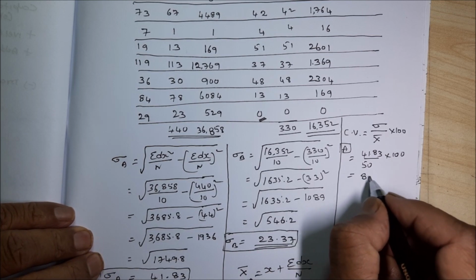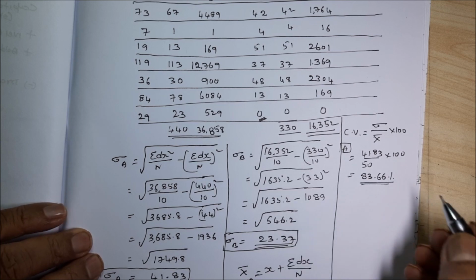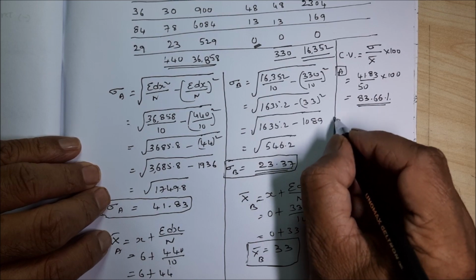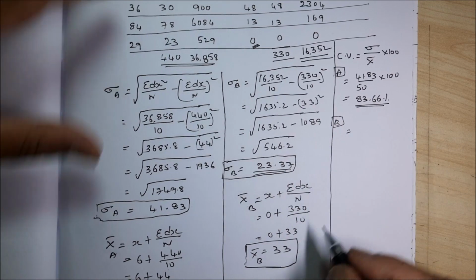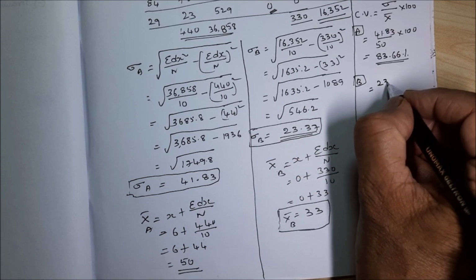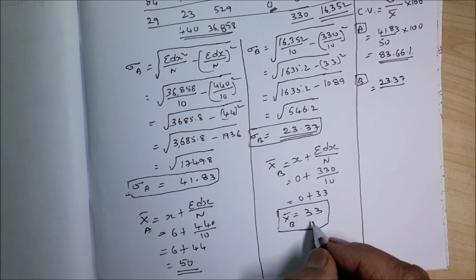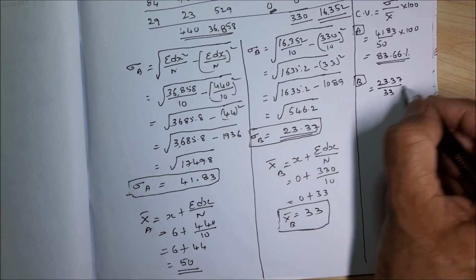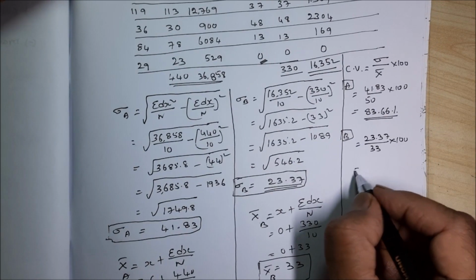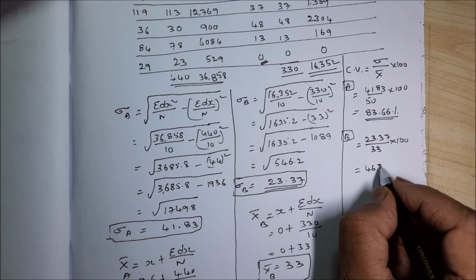I hope you can easily find out, which is 83.66%. Now in the similar fashion for B. What is standard deviation? 23.37, divided by, what is mean? 33, into 100 is equal to 46.74.